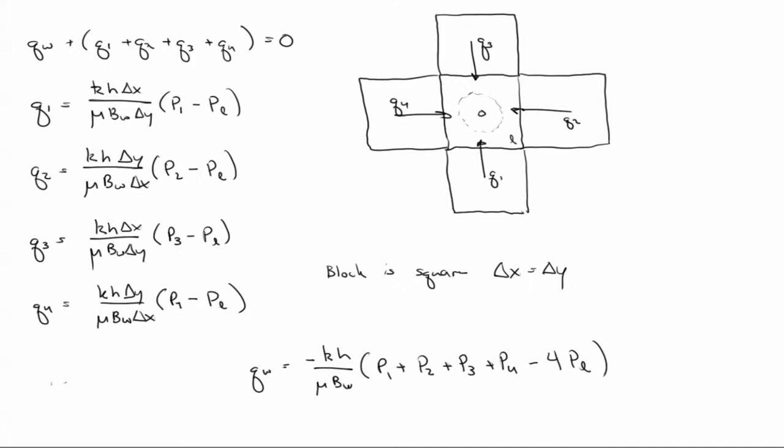And I'll write it down in a second, but what we're after here is there's some reference or equivalent radius that's unknown to us at this point, but this is sort of what we're after. We need to solve for this equivalent radius because at the equivalent radius is the average pressure in the grid block. And we need the average pressure in the grid block.